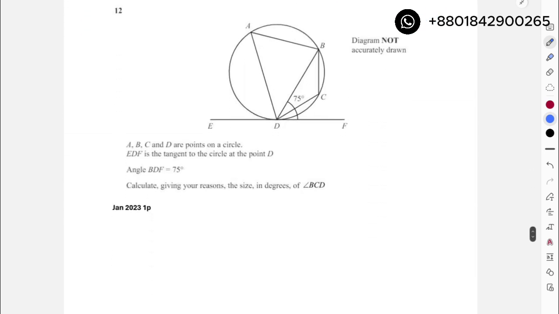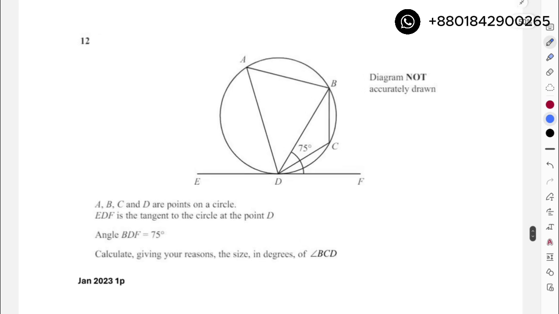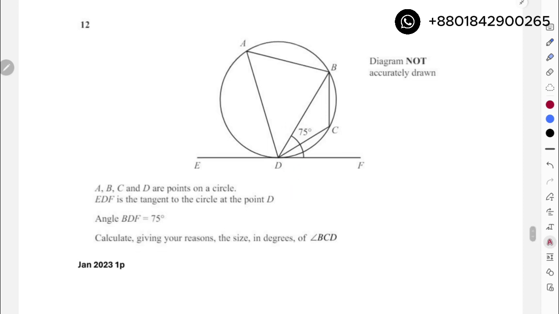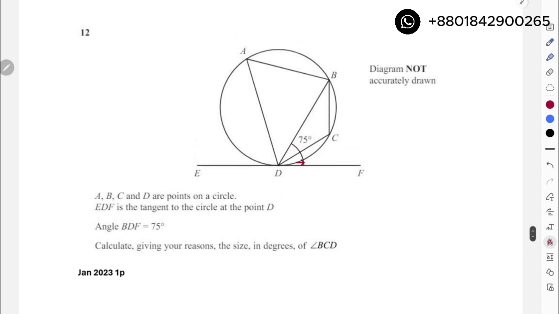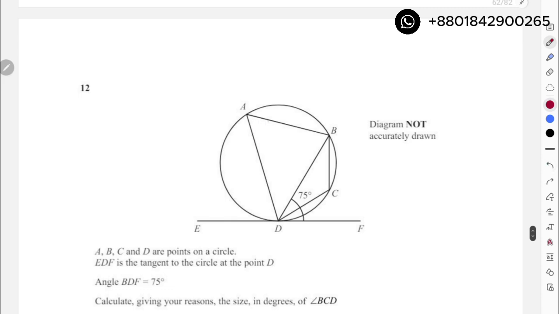Now again, after this, we have this question. Over here, we can see that ABCD are again points on a circle. I can understand that ABCD, as this quadrilateral, touches the circumference. The four vertices of the quadrilateral are in contact with the circumference. That means obviously this is a cyclic quadrilateral. And DEF is a tangent, and this angle is given as 75, right? One thing to understand, if this angle is 75 and this is a triangle, that means this angle is also 75 under the alternate segment theorem.